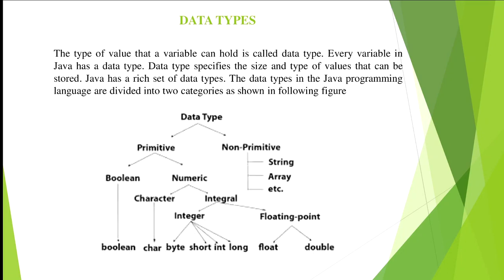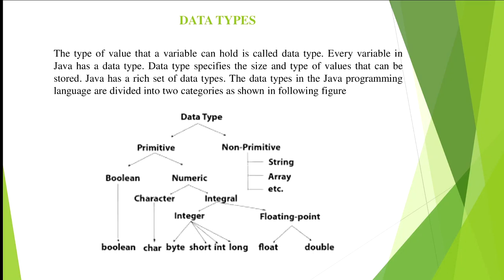The data types in Java are categorized into two categories. The first category is primitive and the second one is non-primitive. The primitive is again divided into two categories, Boolean and numeric. If you want to take some decision that depends on a particular condition, then you declare the variable of the data type Boolean. In the second category numeric, you have two different types, character and integral.